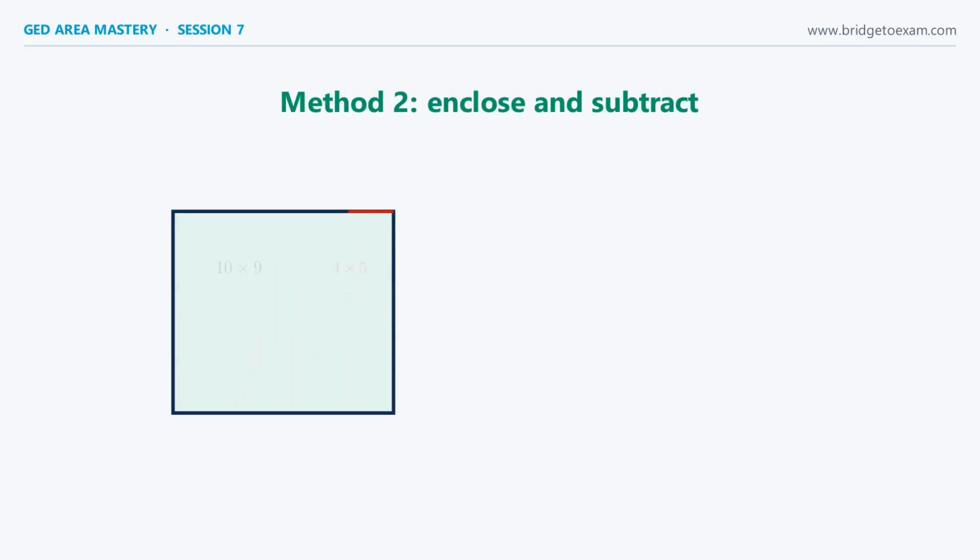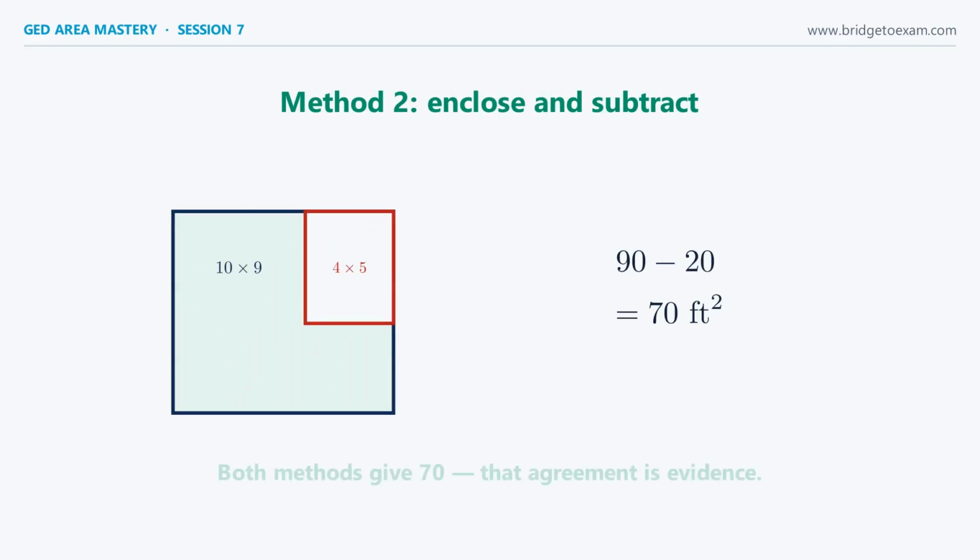That habit stops you forgetting a part or counting one twice. Method 2. Enclose and subtract. That same L fits inside a 10 by 9 rectangle with a 4 by 5 corner missing. 90 minus 20 is 70. 70 again. Both methods are valid. Pick whichever uses fewer steps. And when two methods agree, that's excellent evidence you're right.